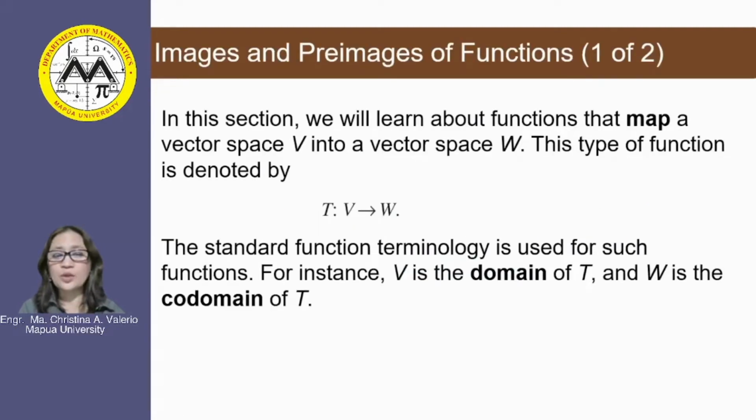In this section, we will learn about functions that map a vector space V into a vector space W. It's given by this notation. This type of function is denoted by T, which maps V into W. The standard function terminology is used for such functions. For instance, V is the domain of T and W is the codomain of T.